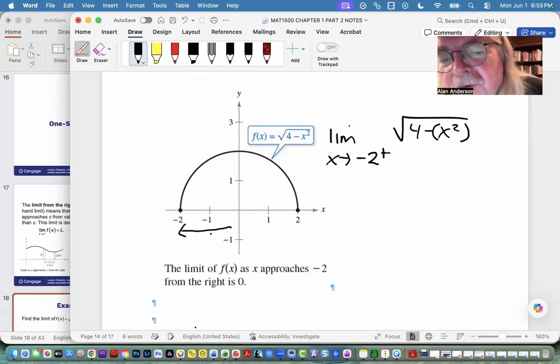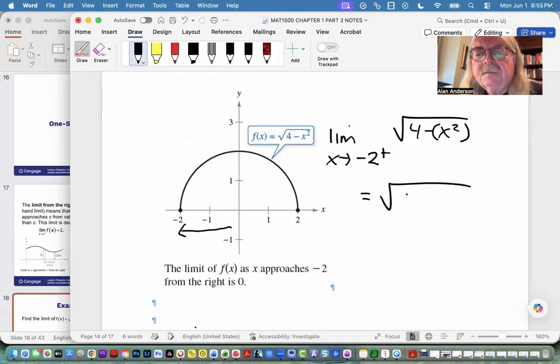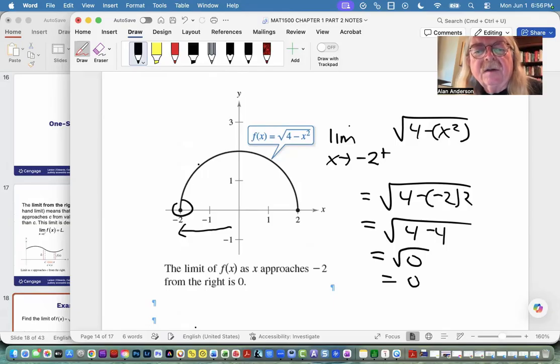Now, if you notice, as we approach from the right, there are no values of x that would lead to any issues like division by zero or an imaginary number. So we can just use direct substitution. And you can see just by looking at the graph that it is zero. But we can't come from this direction because these values of x are not in the domain of the function. So the limit as x approaches -2 from the left is undefined.